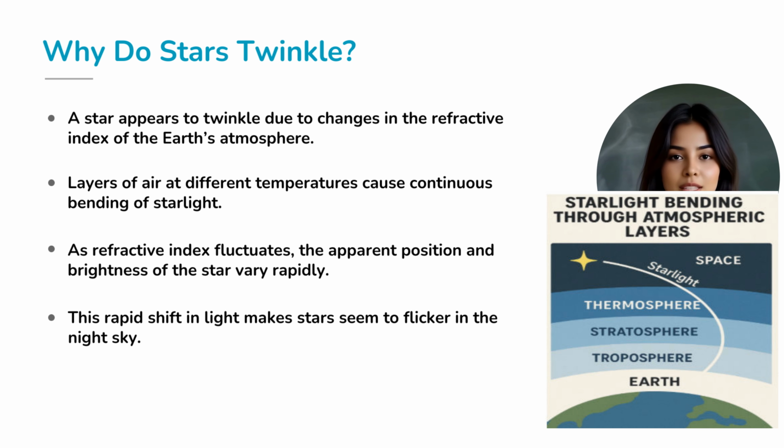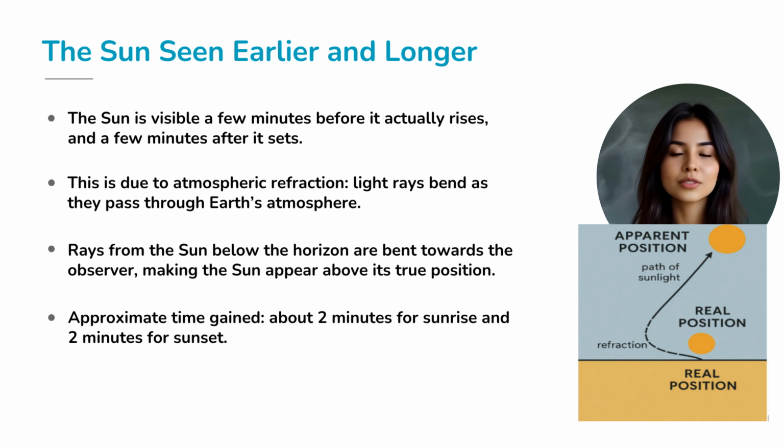As you can see in the diagram, the starlight is bent differently by each layer of air, and this variation causes the twinkling we admire in the night sky. Here's another fascinating phenomenon. We actually see the sun before it has risen and even after it has set. How is that possible? The answer again lies in atmospheric refraction.